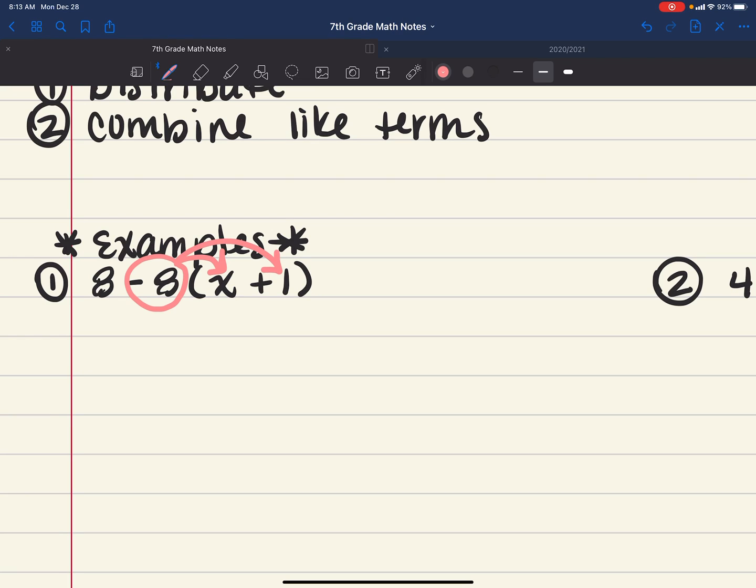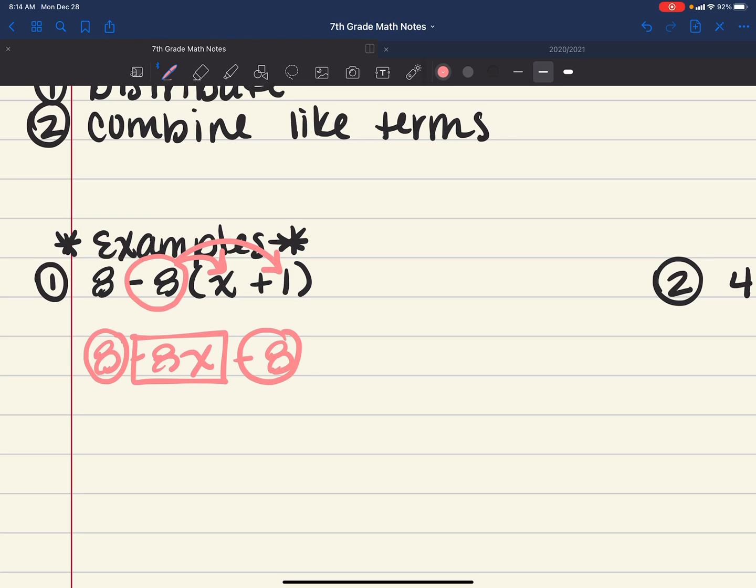So let's simplify. Negative 8 times x is negative 8x. Then negative 8 times positive 1 is negative 8. And I'm going to simplify by combining my like terms. I usually do shapes in this. Circles and squares are the most common I use. So my like terms are my constants that are just regular numbers. And then my terms that have variables in it.